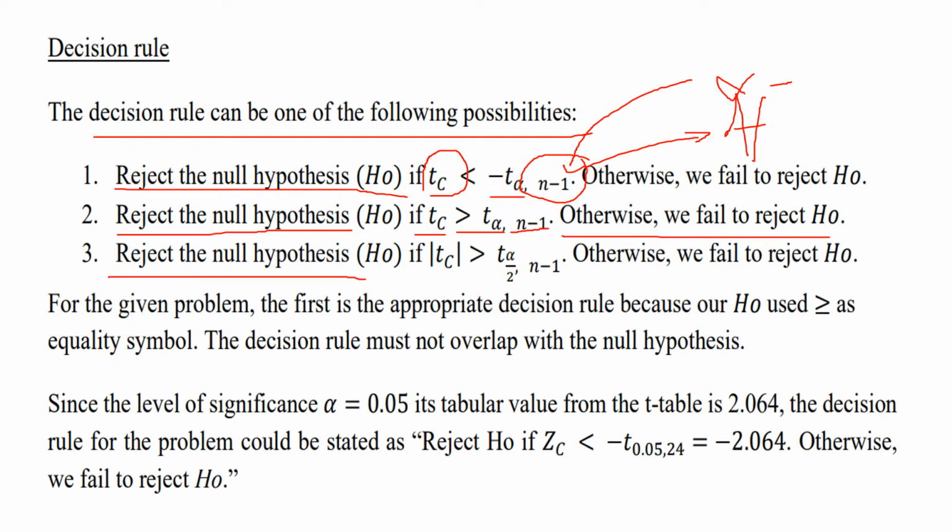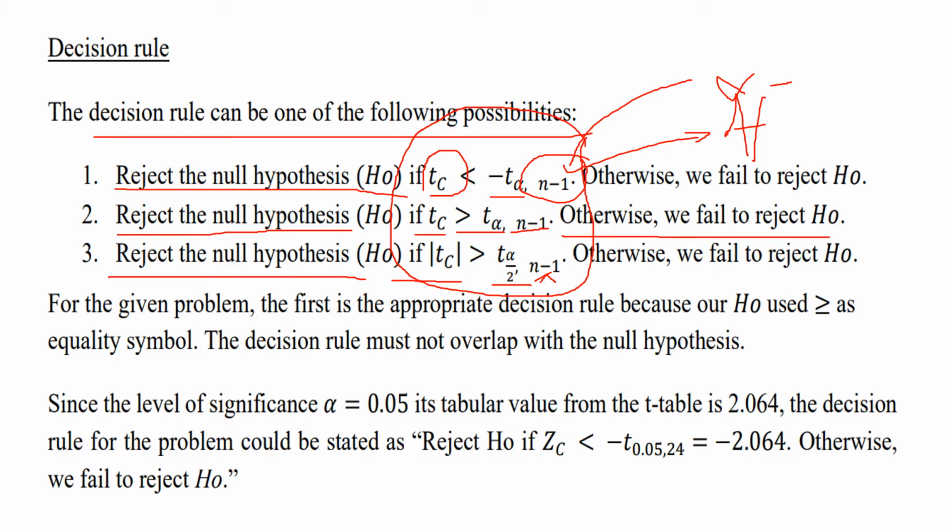Number 3, reject the null hypothesis H0 if the absolute value of your computed value of t is greater than your critical value sub alpha over 2, which is with respect to your two-tailed test, and will be dependent on your degree of freedom, which is equal to n minus 1. So we need to satisfy this given condition for us to conclude that we're going to reject your null hypothesis. If not, then we fail to reject your H0.